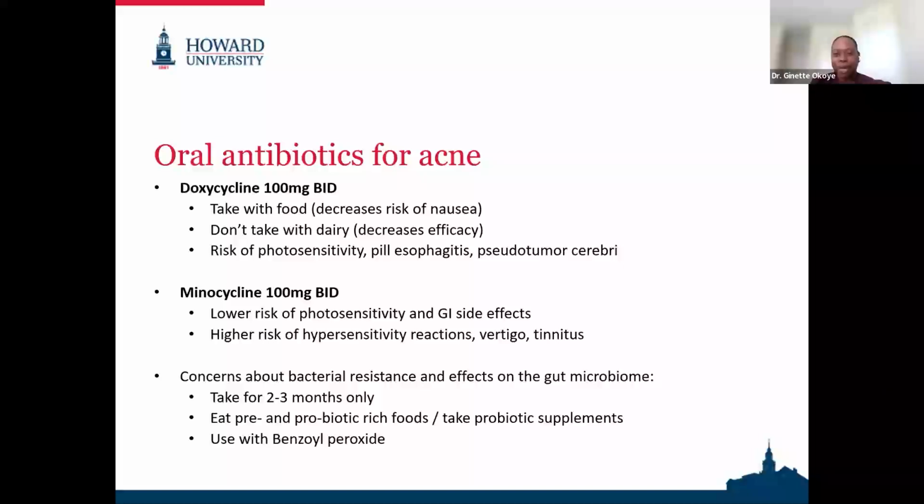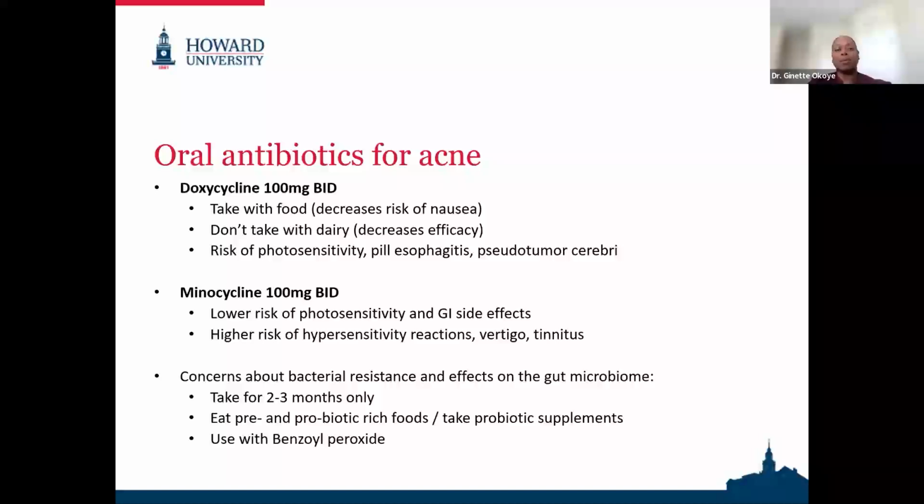Minocycline has a lower risk of that photosensitivity. It's less likely to have GI side effects, but it has a bigger side effect profile. You can get some major hypersensitivity reactions and vertigo and headaches and all kinds of things with minocycline. So I tend not to use minocycline unless I have to. I think doxycycline for about 3 months is a reasonable course for acne. And if they're not improving at that point, we're moving on to another option.